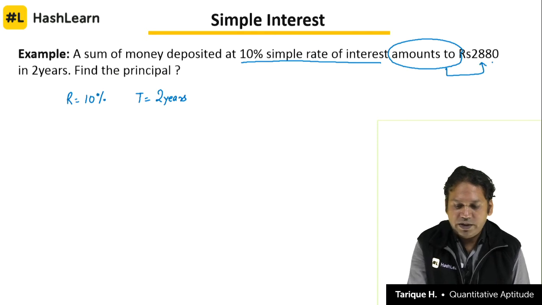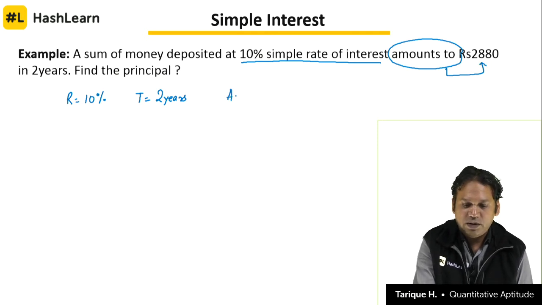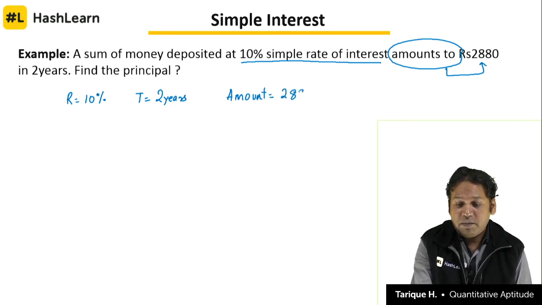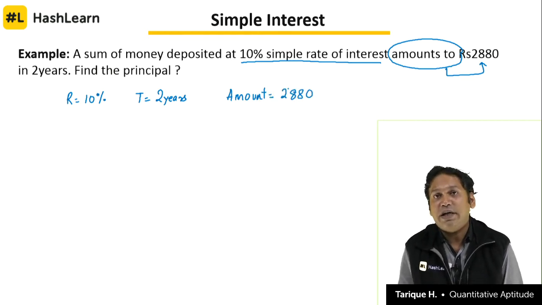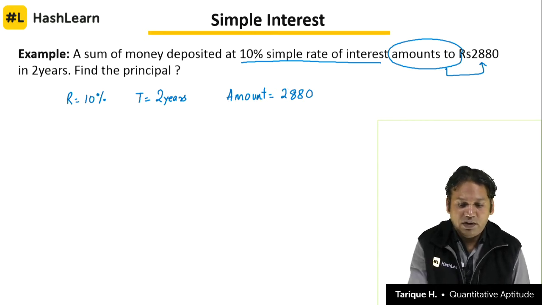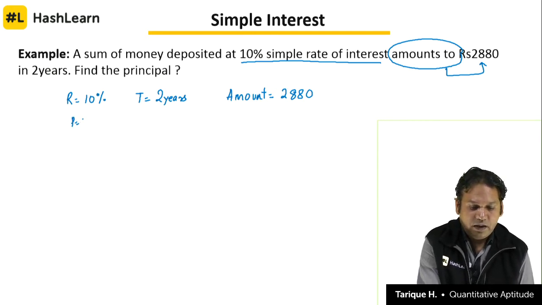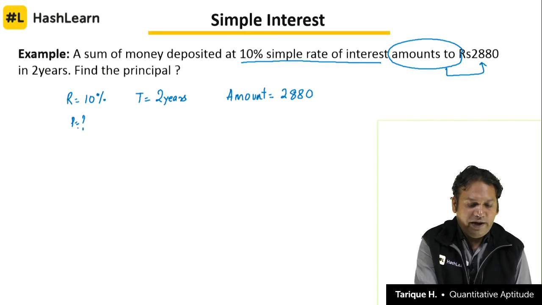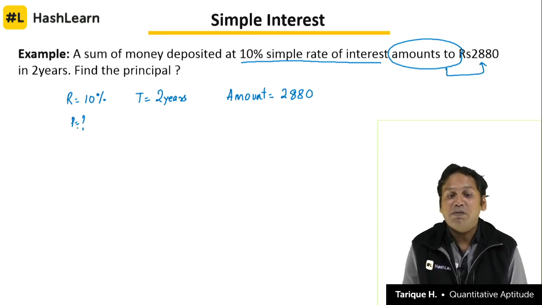A sum of money deposited at 10% simple rate of interest amounts to. So what is this 2880? This 2880 is your amount, not your principal. It is not the simple interest. What is it? It is the amount. Amount is 2880, and what we have to find out is the principal.